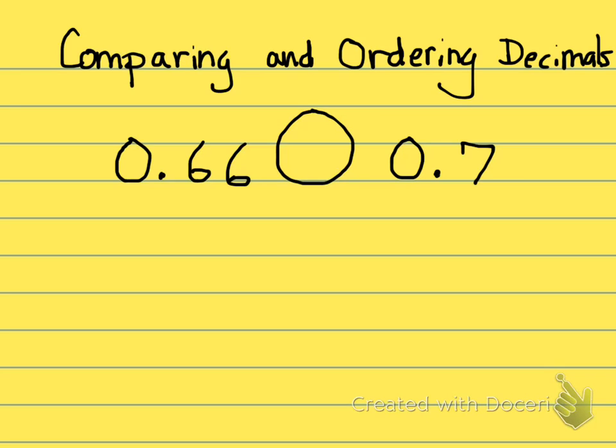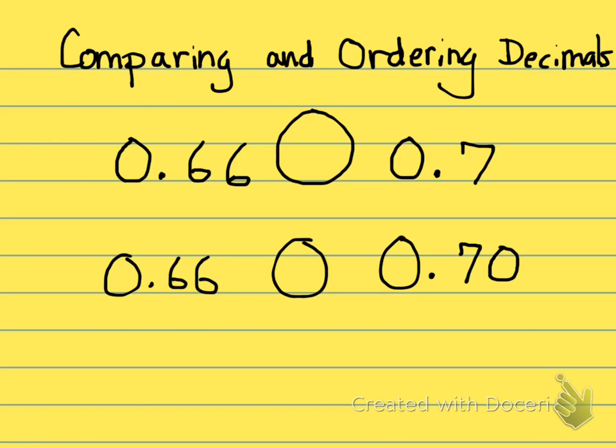When comparing and ordering decimals, here are a few tips. Here we're comparing 66/100ths and 7/10ths. It's hard for some students to look at 7/10ths and truly know the value when compared to something in the hundredths. All you need to do here is change the 7/10ths to its equivalent 70/100ths.